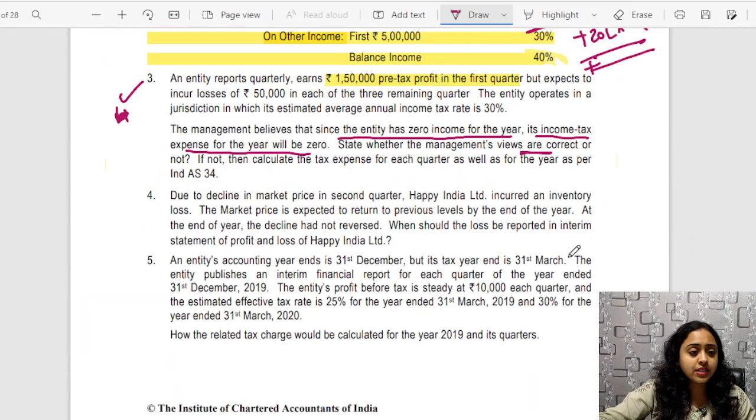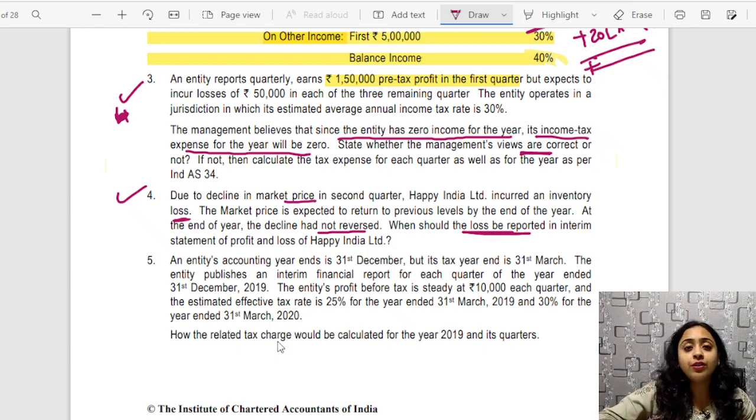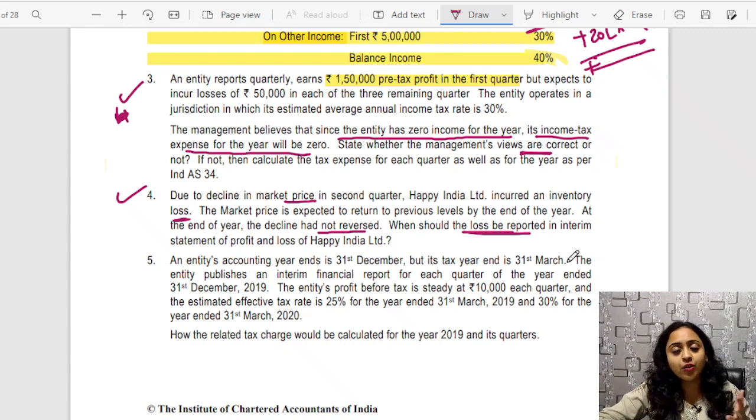Next, question number 4. Due to decline in market price in second quarter, Happy India Limited incurred an inventory loss. The market price is expected to return to previous level by the end of the year. Okay, at end of the year the decline had not reversed. When should the loss be reported? It should be recorded as and when it occurs. Don't defer it, don't anticipate it. Record it as and when it occurs. Okay, so it should be recorded in the second quarter itself.